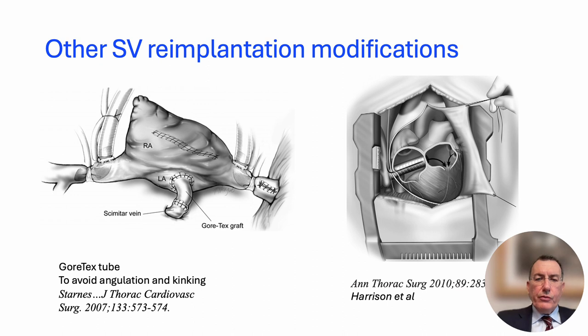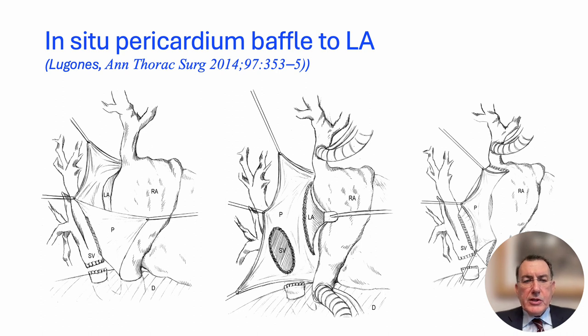Other modifications of direct reimplantation include the addition of a short Gore-Tex tube graft to address angulation or kinking, as proposed by von Starnes, or even the use of a Gore-Tex tube graft which extends through the right atrium to the left atrium. In the subsequent talk, Dr. Lugones from Argentina will describe his innovative technique of using in-situ pericardium to baffle the scimitar vein to the left atrium, but he will describe this in great detail.